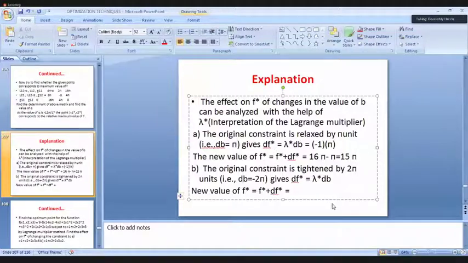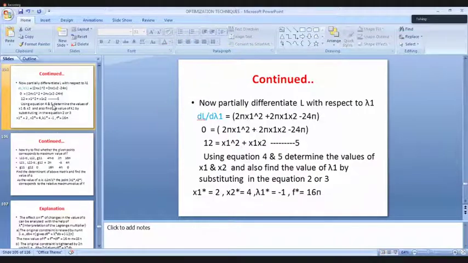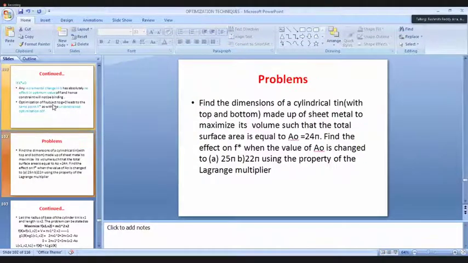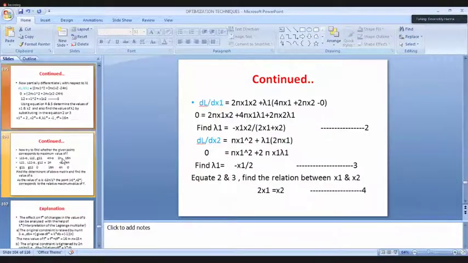Now the original constraint is tightened. Tightened by how much? 2 pi. You can see the second question there. What is the second bit in this? Sir, 22 pi. Actually it was 24 pi, but you have made the second bit 22 pi. Now come back to this and check the value of that.